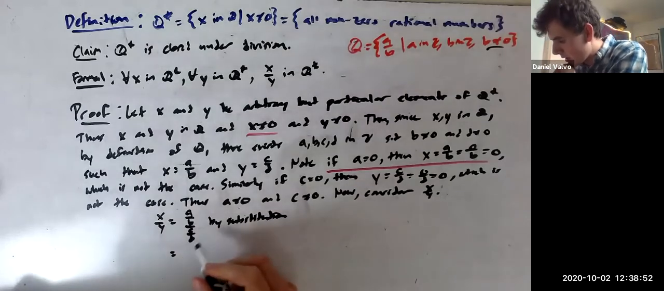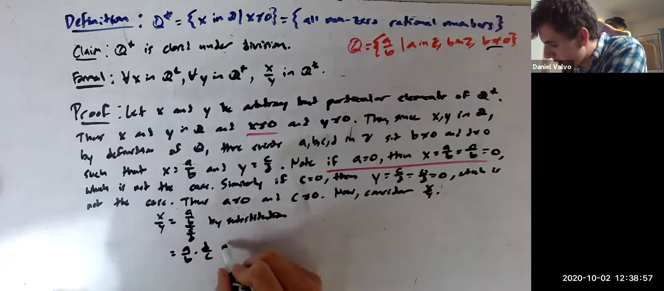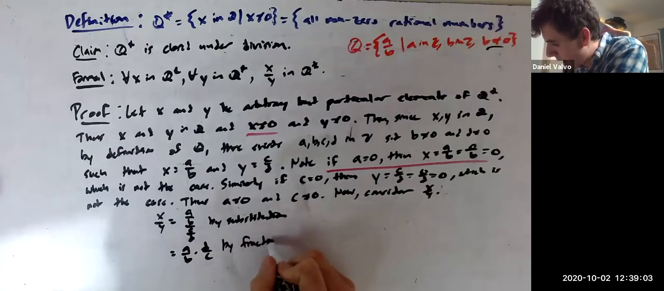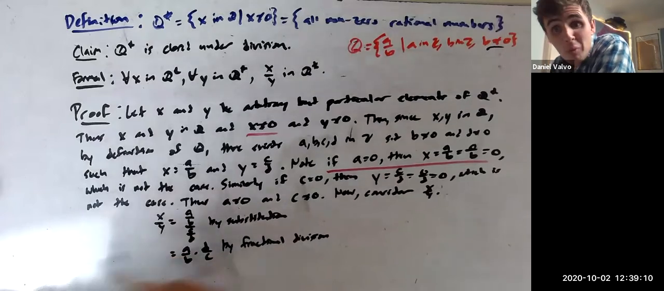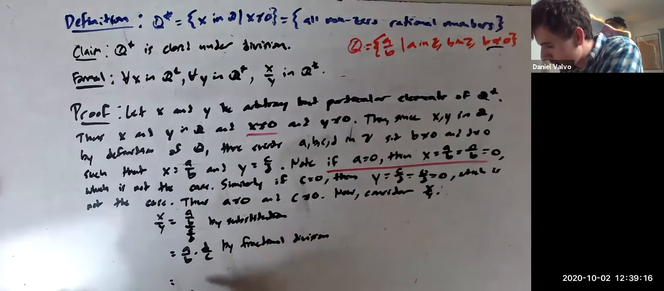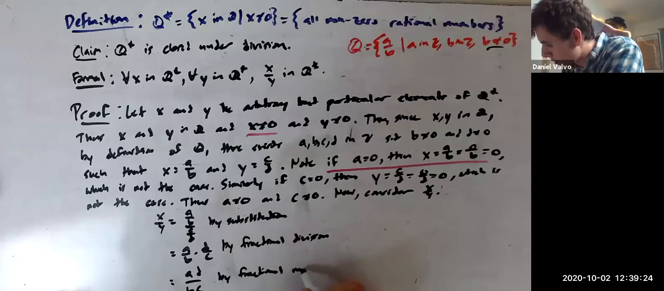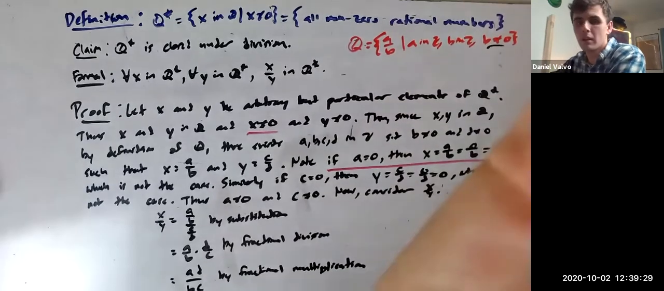And then A over B divided by C over D, that's just going to equal A over B times D over C by fractional division. The whole flip and multiply business, right? We're not assuming we know how algebra works. I can take you through the proof of this, but we don't need to. And then this would just be AD over BC by fractional multiplication.